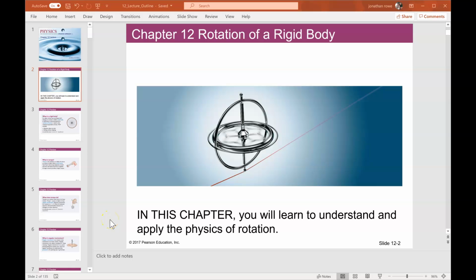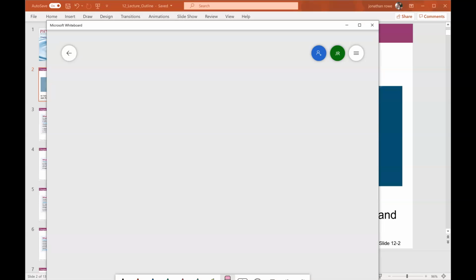Hello guys, in physics we are going to chapter 12. Chapter 12 is about rotational energy, rotational momentum, rotational dynamics, that sort of thing. And they're very analogous to everything you've already learned. Just like rotational kinematics were very analogous to your normal linear kinematics, it's going to be the same situation here. Let me show you a couple of things that I mean here.